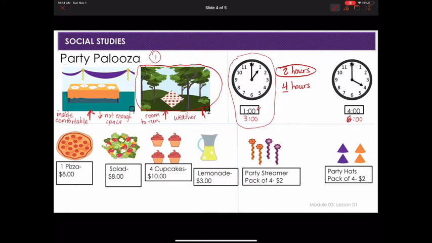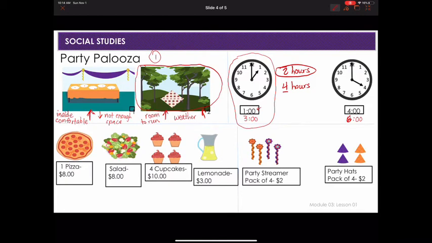Okay, now we need to choose which food items we get. Well, if I'm having 10 people, I want to think about something that everybody likes, something that does not cost too much money, and something that everyone would enjoy. Let's say my mom told me I could spend $20 on food.